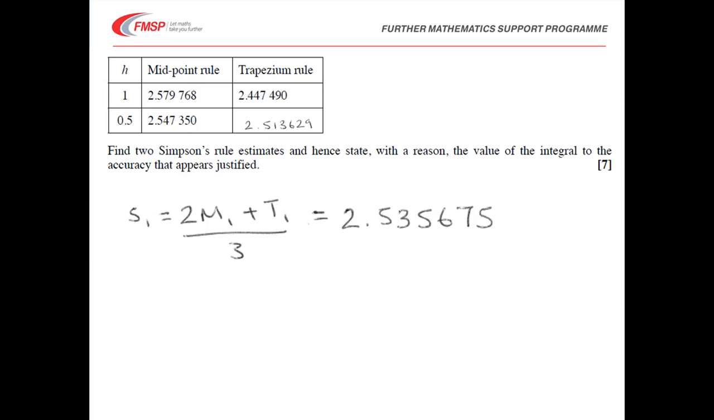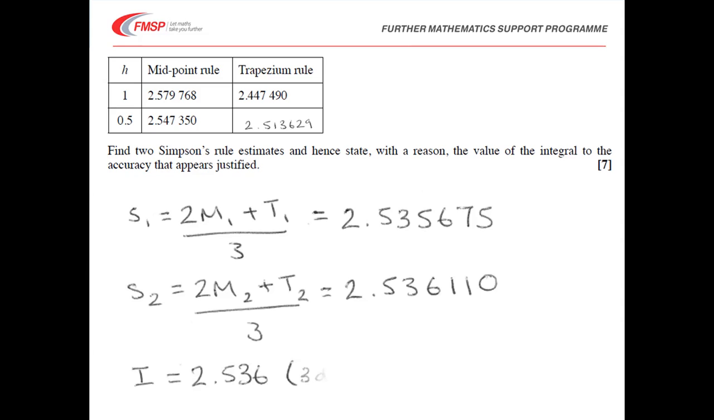We can then use the values where h is 0.5 for midpoint and trapezium, so that's M2 and T2, to work out S2. So we double the midpoint rule, the 2.547350, add on the 2.513629 for the trapezium rule, and divide by 3, and we get that value. Again, both are written to 6 decimal places because you're trying to be consistent with what they have in the table they've given you, and in fact the mark scheme will be written with 6 decimal places as well.